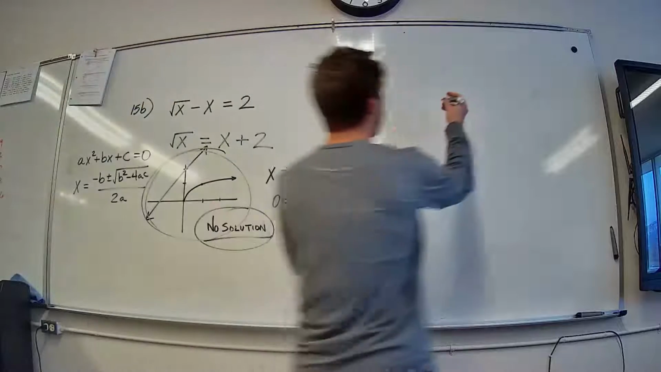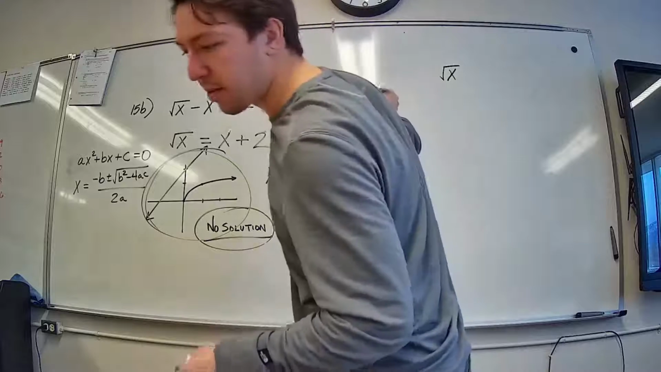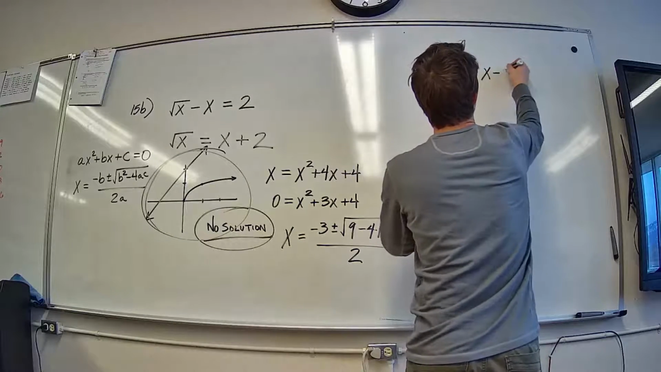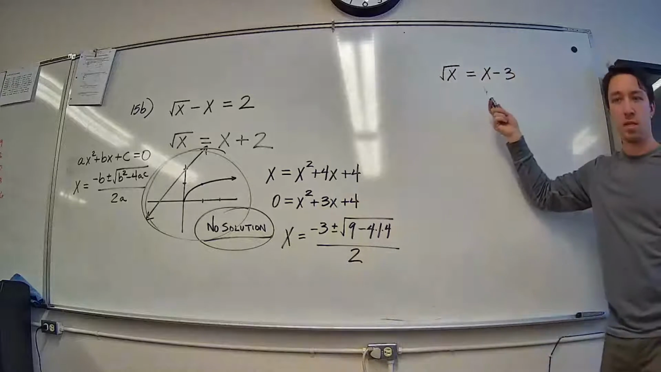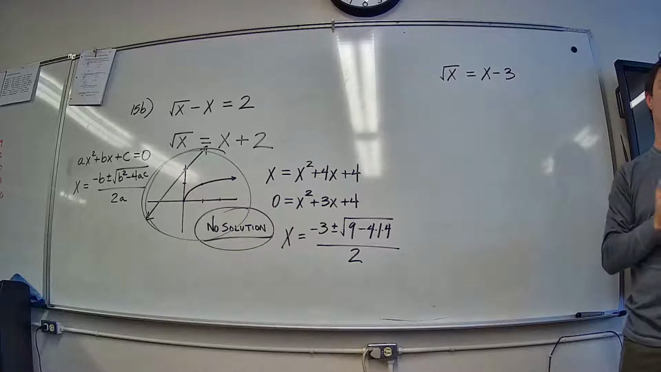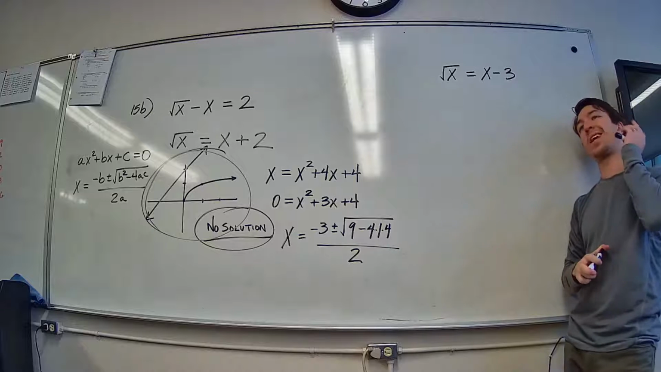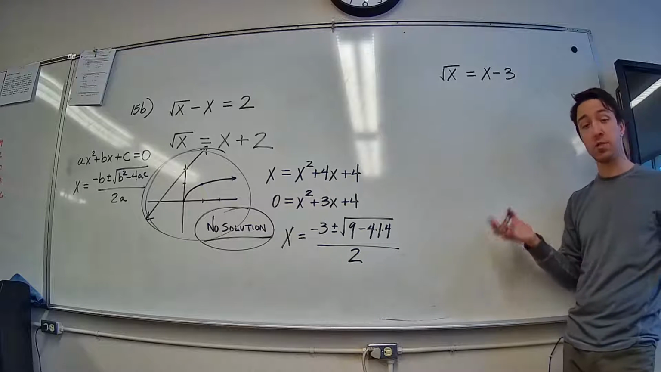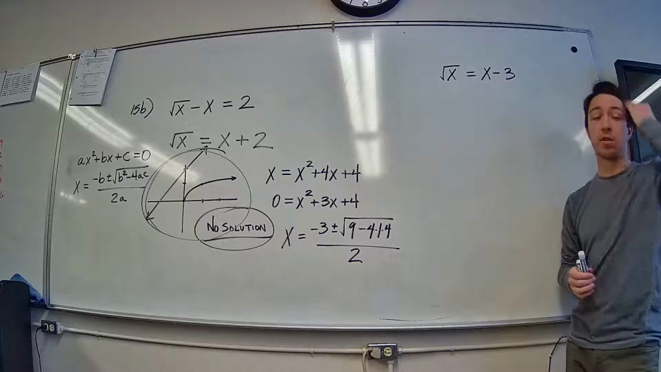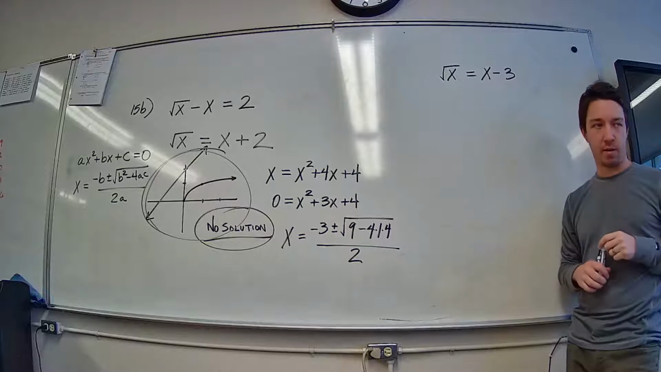C looks like this. Square root of x minus 3. Do a quick sketch of the graph of that. And what I want to know is, first, how many solutions are there? Spoiler alert, it's one. There's one solution. What kind of number are we looking for?